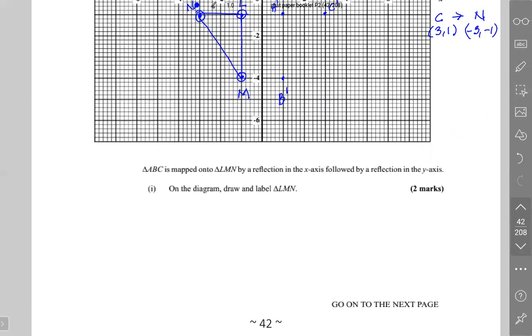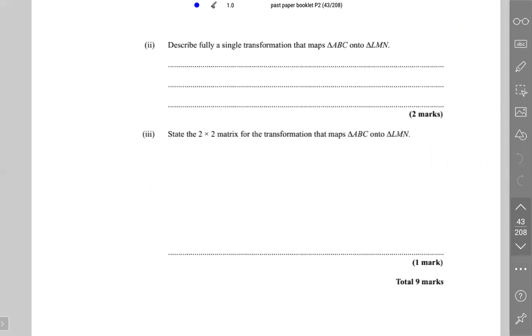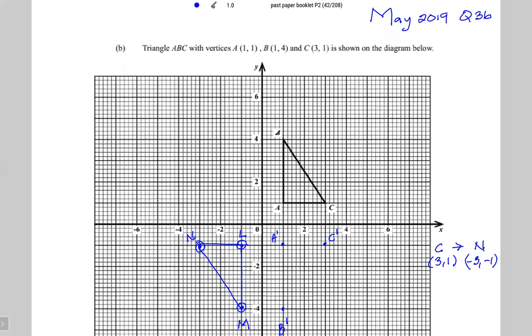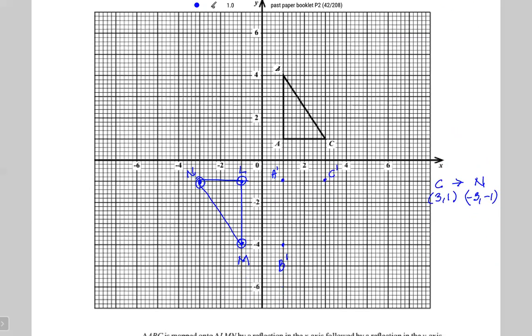All right, so let's turn the page. Now, next we're asked to describe fully a single transformation that maps triangle ABC onto triangle LMN. Let's go back to it. I want you to have a look at this and tell me which transformation is going to map ABC onto LMN. All right, I can tell you what it looks like to me. To me, this looks like a rotation of 180 degrees.